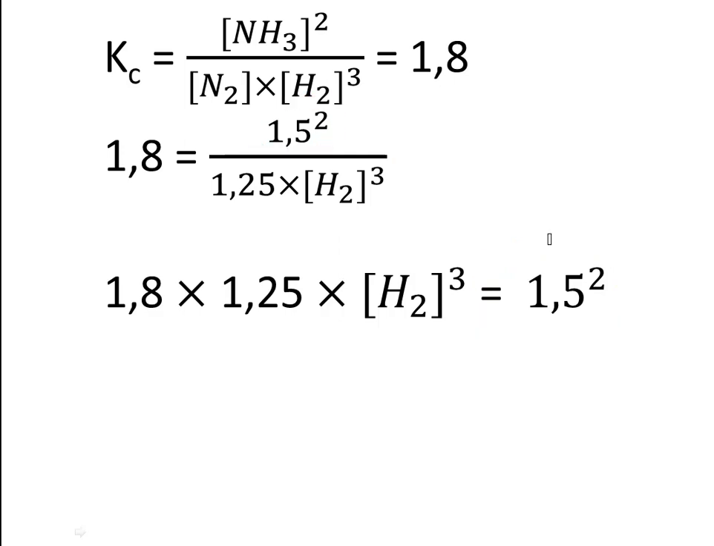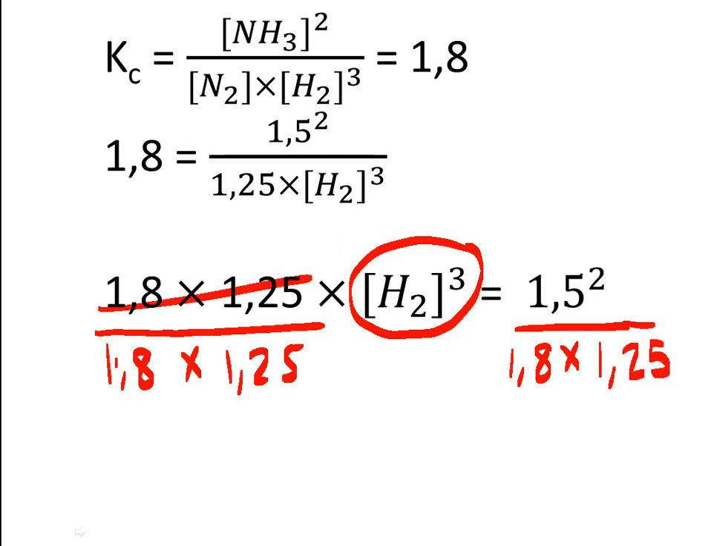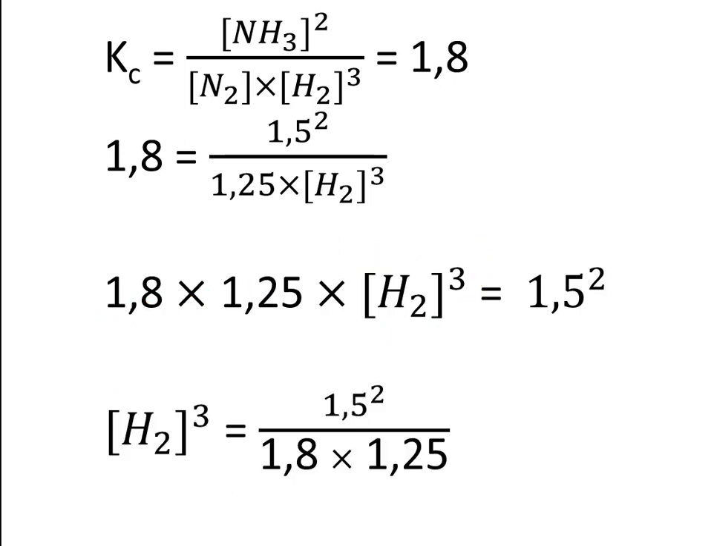So how do we proceed? We want the concentration of hydrogen raised to the power 3 on its own. So how do we get it on its own? We must divide both sides by 1,8 times 1,25. Remember, what we do to one side, we have to do to the other side, otherwise it's not legal. And when we do that, this side clears, leaving the concentration of hydrogen cubed on its own. So that's what we've done here.